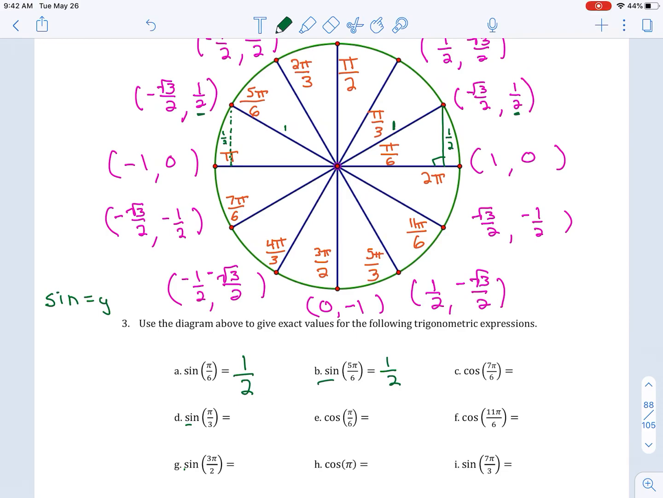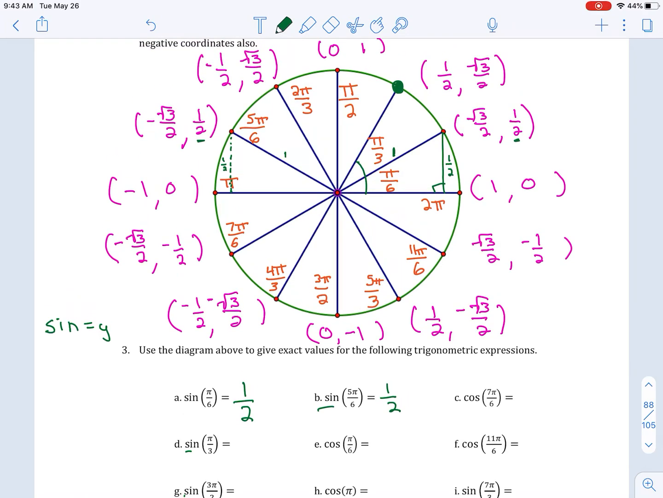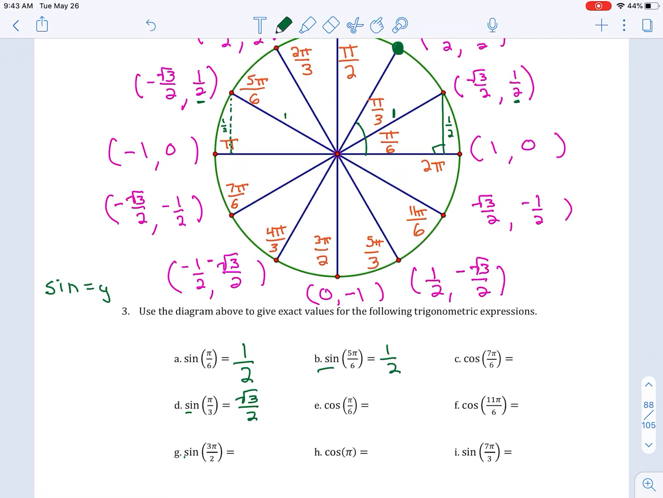Okay, so sine of pi over 3. Well, where's pi over 3? Here's pi over 3. I go up here, I look at this, and ask, what's the y value of that green dot? Well, the y value of that green dot is the square root of 3 over 2. And let's just do the other sines while we're here. So let's do this one. Maybe try it on your own.